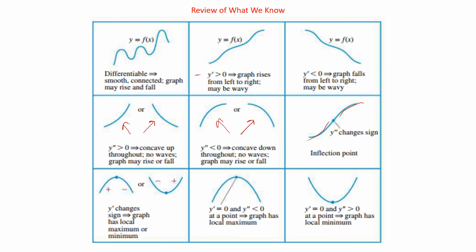And then when the first derivative changes signs, the graph has either a local maximum or local minimum, depending on which way the signs change. And then these two are the second derivative test for extrema. If the derivative is 0 and the second derivative is negative, we get a maximum. If the derivative is 0 and the second derivative is positive, we get a minimum. So that is this lesson on how we can connect the derivative and the second derivative to the function itself.